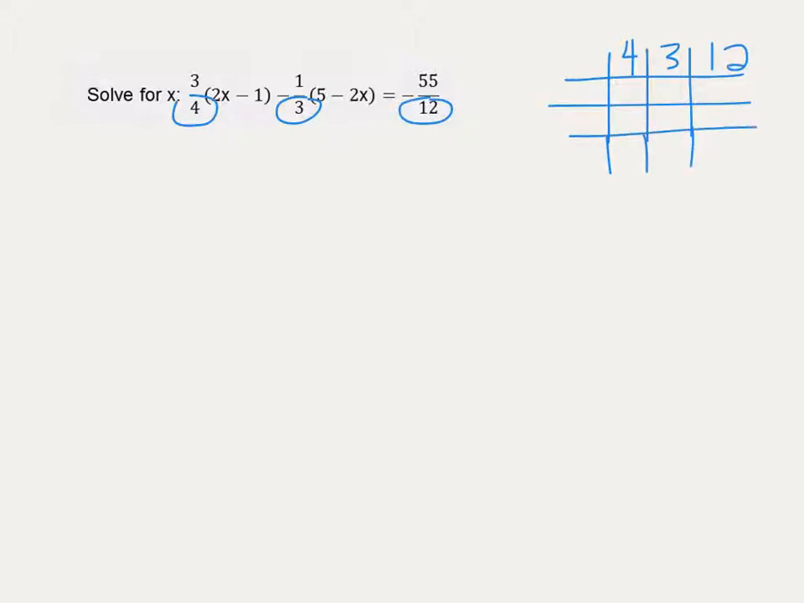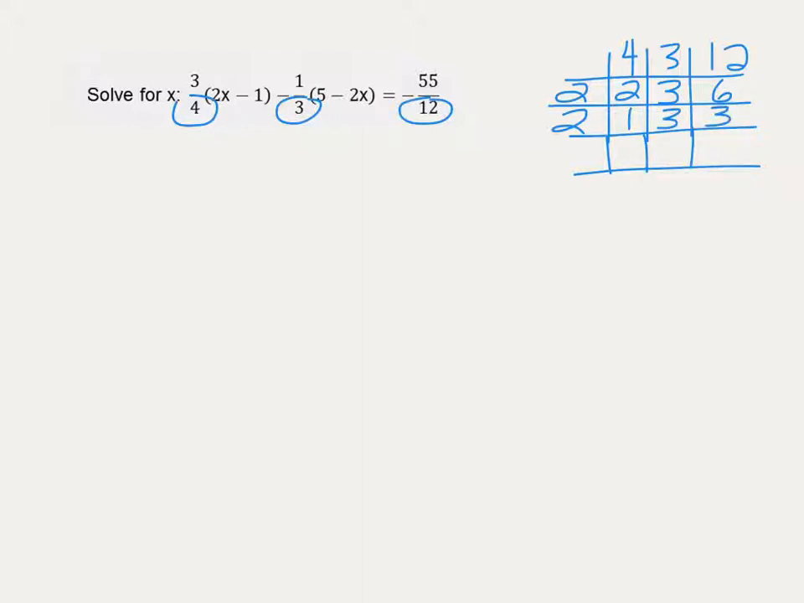But let's just go through and use the prime number approach. So we would start with 2. 4 divided by 2 would be 2, 3 divided by 2 would stay as 3, 12 divided by 2 would give us 6. We can use 2 again, so 2 divided by 2 would be 1, 3 divided by 2 would stay as 3, 6 divided by 2 would be 3.